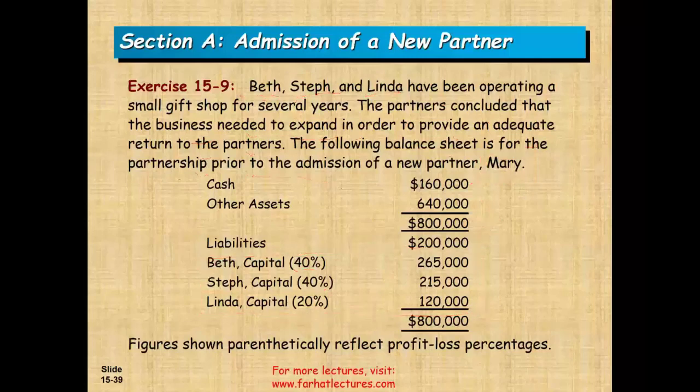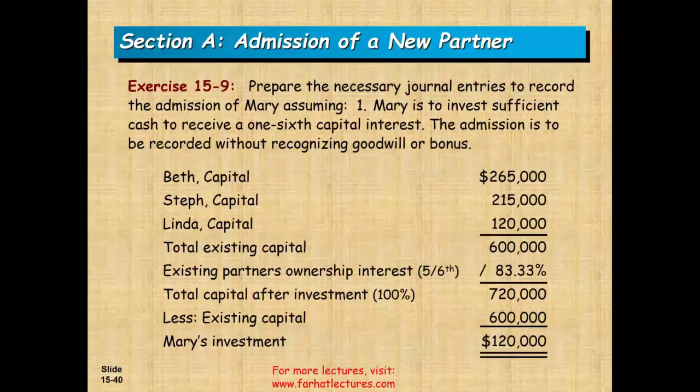Under the first scenario, prepare the journal entry to record the admission of Mary, assuming Mary is to invest sufficient cash to receive 1/6 of capital interest. So Mary is to receive 1/6 of the interest. Right now, the total existing capital is $600,000. Okay? Now, what we're saying is when Mary is added she's going to be owning 1/6 of the partnership. But we don't know how much she's invested, but she's going to be getting 1/6.